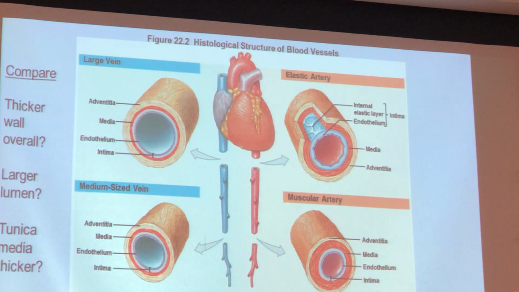All right, so we're branching down to arterioles, and then our next step is capillaries. Okay? So the blood flows from the heart down to our smaller and smaller arteries, and then we get to capillaries. So let me flip to the capillary picture.